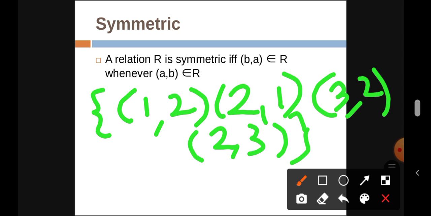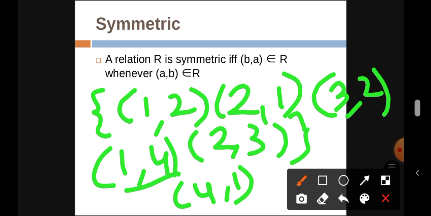Okay, here (a, b) is there, and (b, a) is also an element in the relation, so we can say this is a symmetric relation. Suppose another element is there in the set, that is (1, 4). Here this relation is not symmetric. Why? Because here (1, 4) is there, but (4, 1) is not present in this relation. As per the definition, if there is a relation (a, b), then it should consist of another relation (b, a). (1, 4) is there, but (4, 1) is missing, so this relation is not symmetric.